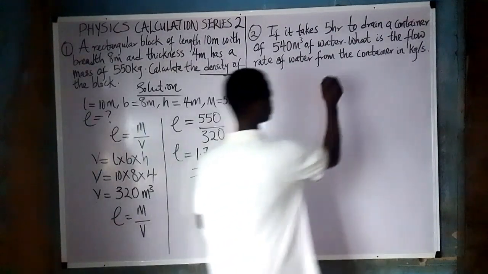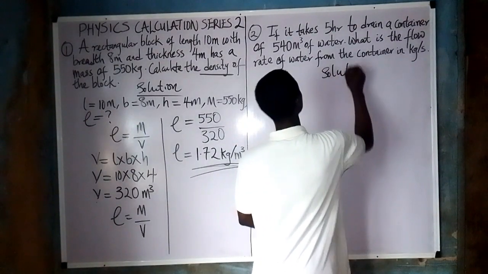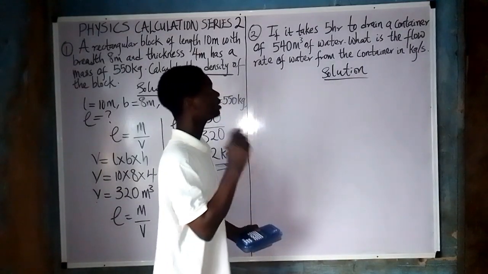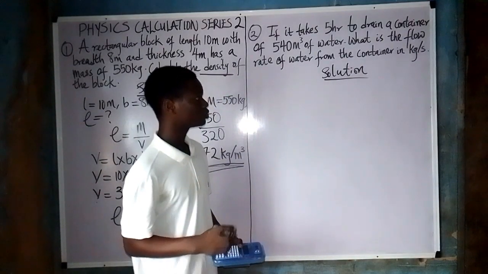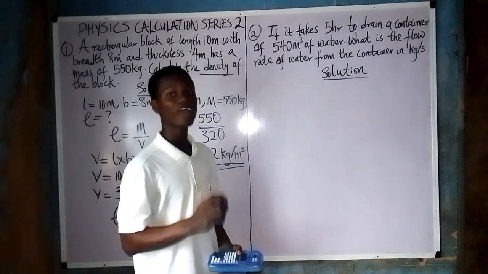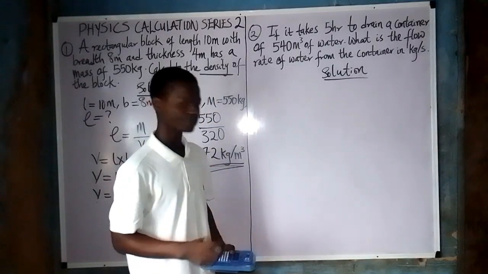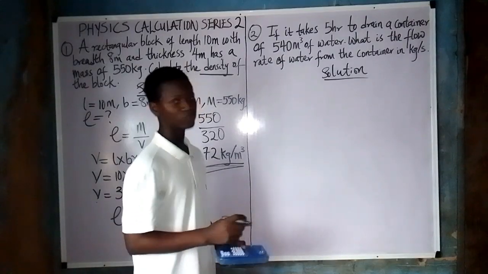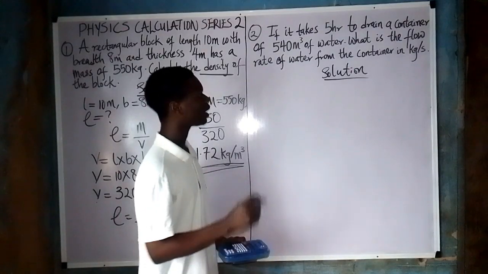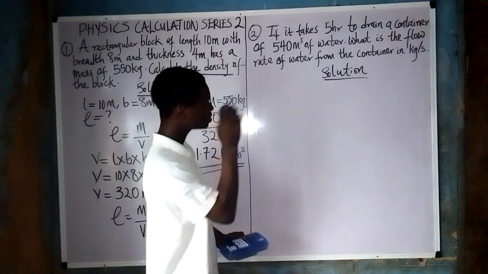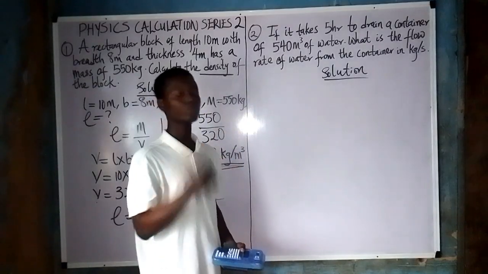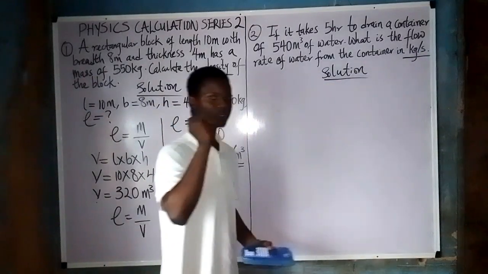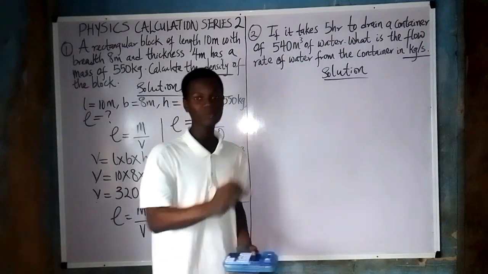Let's read the question and see what we are asked to solve here. The question reads: if it takes 5 hours to drain a container of 540 meter cube of water, what is the flow rate of water from the container in kg per second? So this is what we are asked to find. We are asked to find the flow rate in kilogram per second. We are asked to find the flow rate, what?